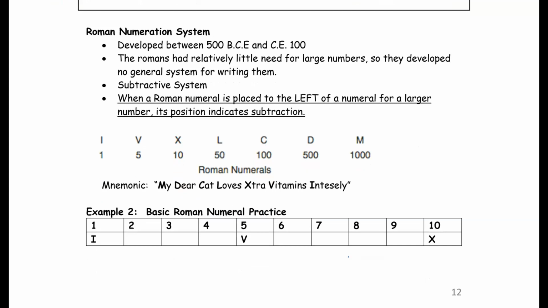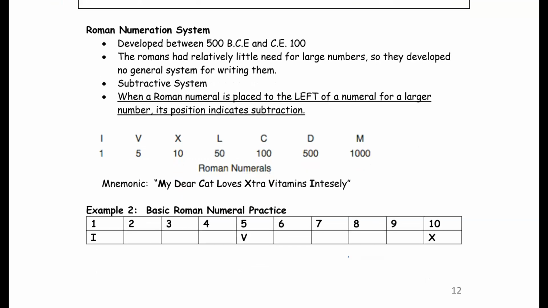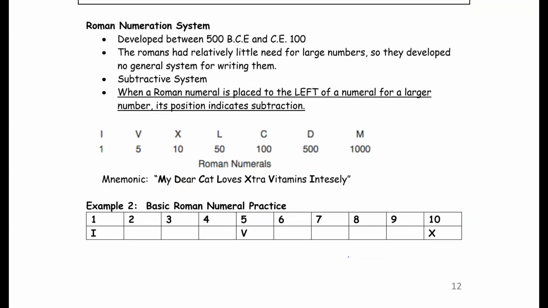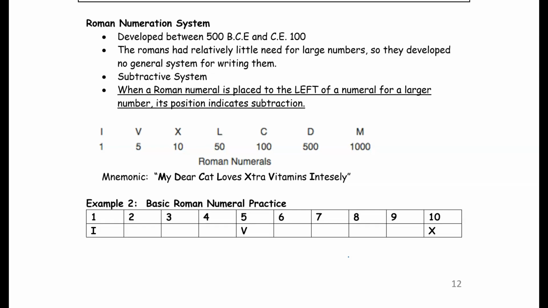So the Roman numeration system, this one you will see on your test, and the reason you're going to see it in your homework and on your exam is because we still use this in our world today, and students in elementary school learn Roman numerals as part of their math curriculum in most schools. So I think it's definitely something that we want to get a handle on.